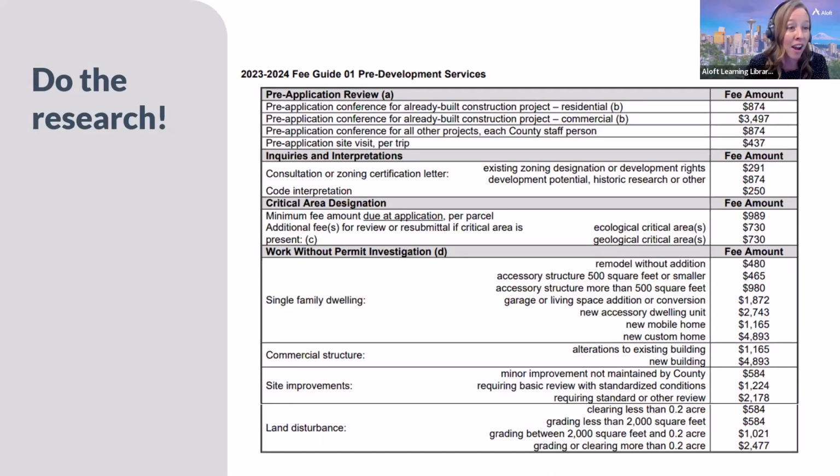So here they have, and I'm not going to go through all of them, but they have the pre-application site visit is $437. And then you have even your geotech is anywhere from $700 to $1,000. For a single family dwelling, a new custom home is about $5,000. And then you get into site improvements that can be upwards of another $2,000 plus dollars. And anytime you have a land disturbance, so grading or clearing more than 0.2 acres is another $2,500.